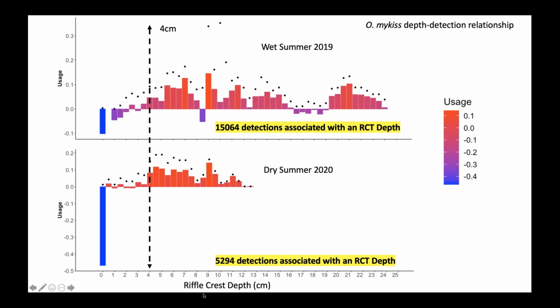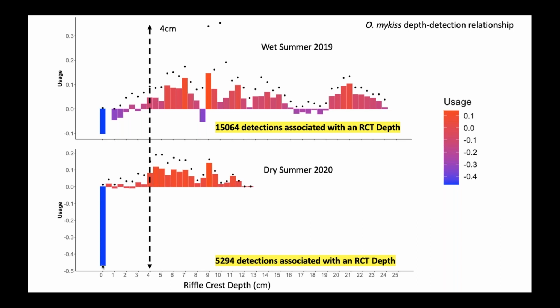To break that down, on the x-axis, you have riffle crest depth. If you take our whole study and pick any depth, say 5 centimeters or 4 centimeters, and take the proportion of total detections that occurred at 5 centimeters and subtract that from the proportion of time that 5 centimeters itself occurred, you get this metric called usage.